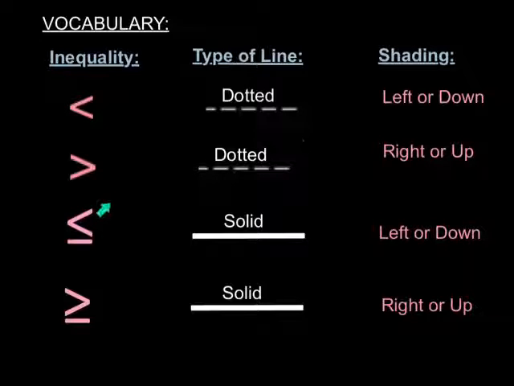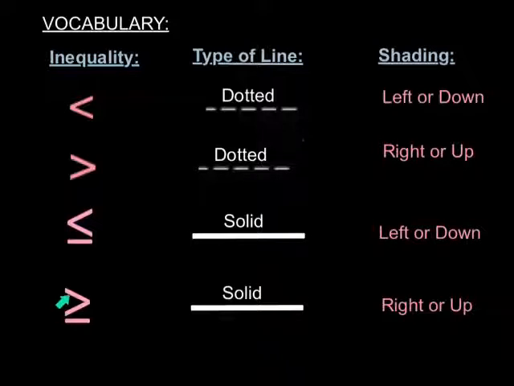The next inequality is the less than or equal to symbol. For that one, you would have a solid line because you do have the bar at the bottom. So whenever you have the bar, you're going to have a solid line. And you would shade to the left or down, just like you do for the less than. Left if your line is vertical, or down if it's horizontal or slanted.